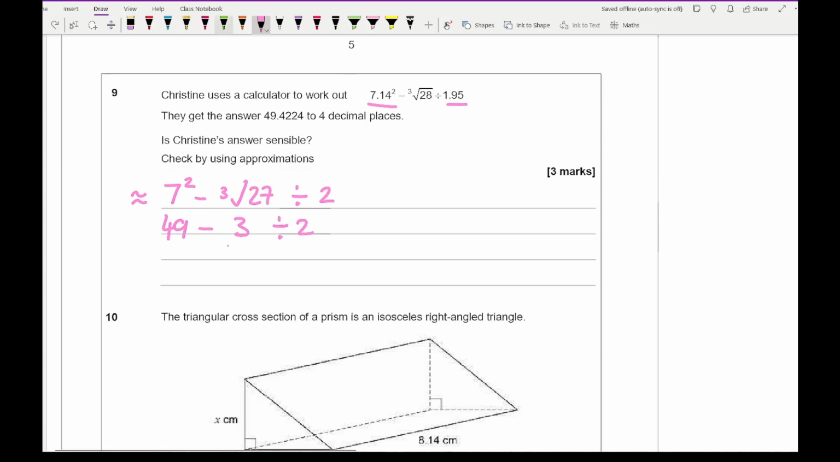Now using BIDMAS, we've got to do this bit here first. So that's 49 minus 1.5, which gives me an answer of 47.5. Is that close to Christine's answer? Yes, it is. So yes, it's sensible.